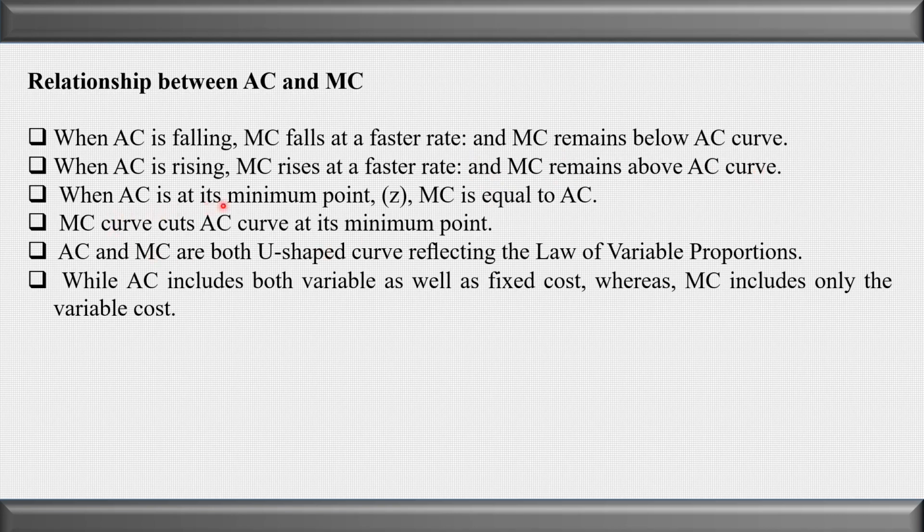When AC is at its minimum position, MC is equal to AC. Remember one thing, AC and MC both are U-shaped curves, which reflect the law of variable proportion, and both AC and marginal cost are calculated or derived from the total cost.